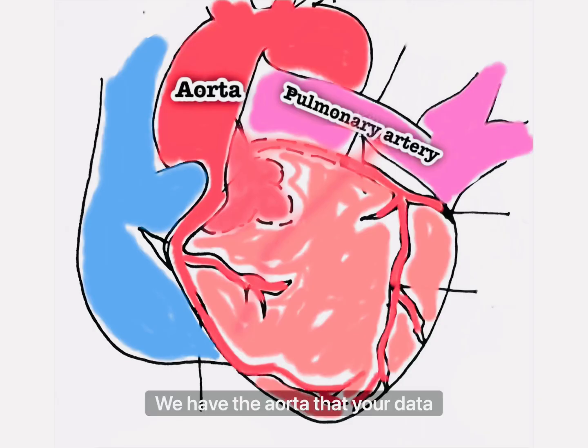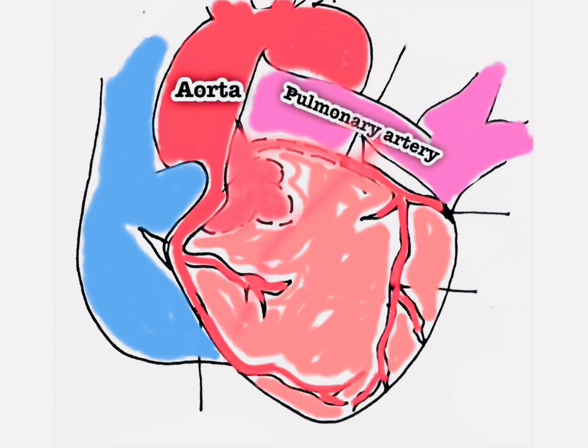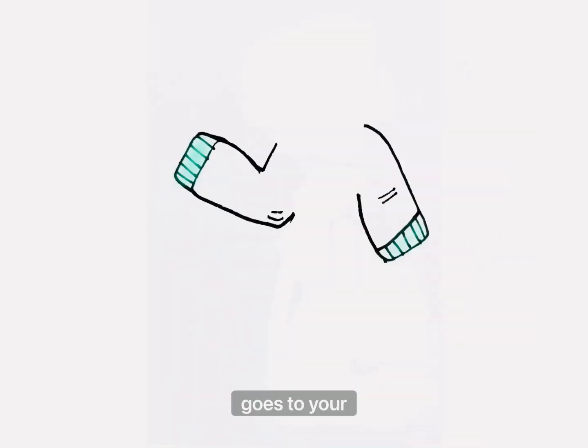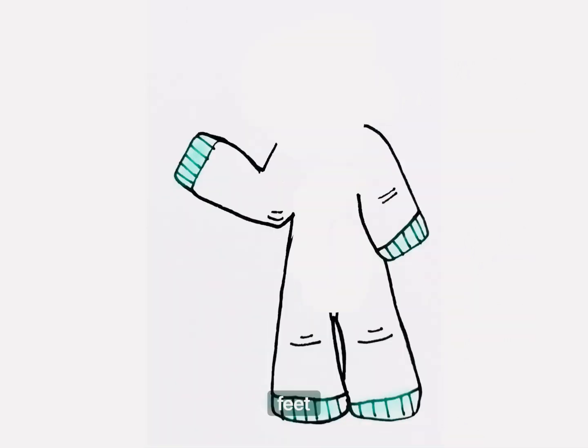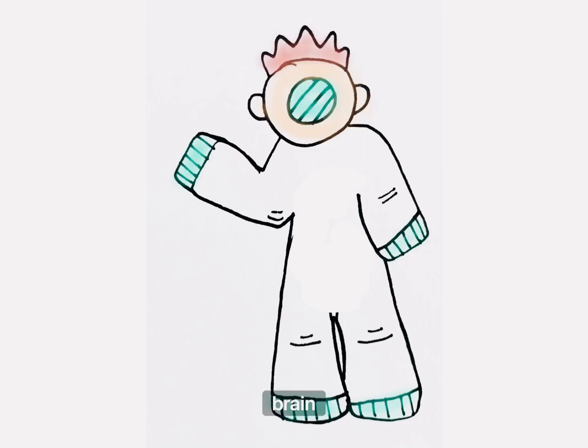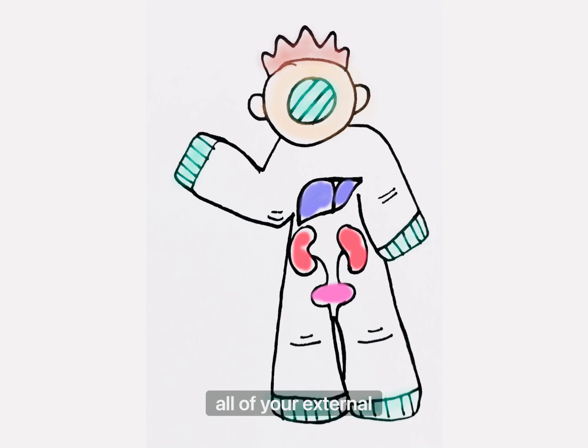Next, we have the aorta. The aorta is the main artery that leaves the heart with oxygenated blood and feeds all of the organs throughout our body. So the oxygenated blood that leaves your heart from the aorta goes to your hands, your feet, your brain, your kidneys, your liver, all of your external organs.